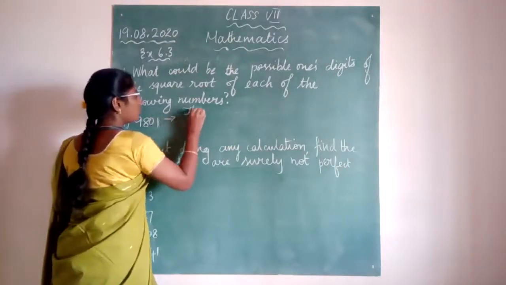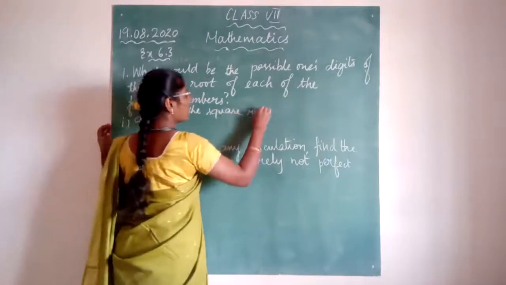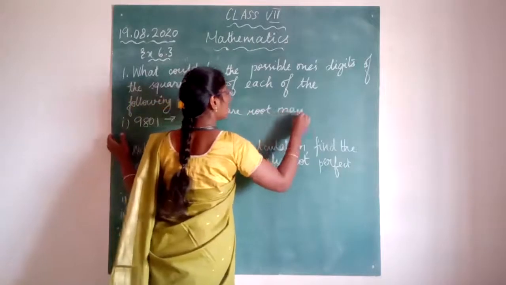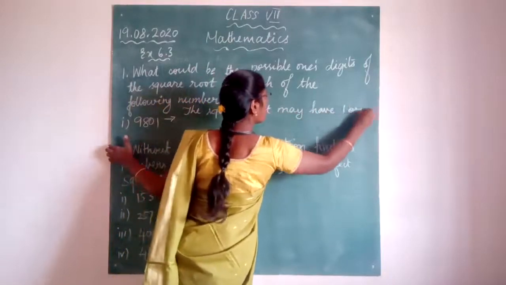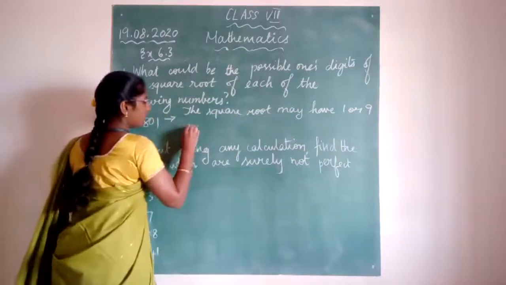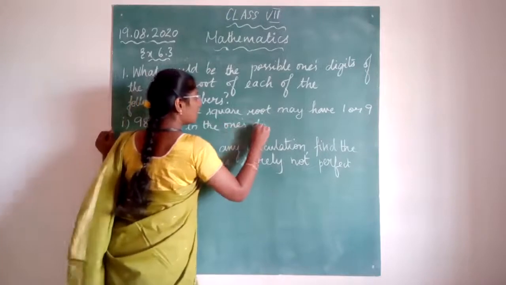the square root may have 1 or 9 in the ones digit.